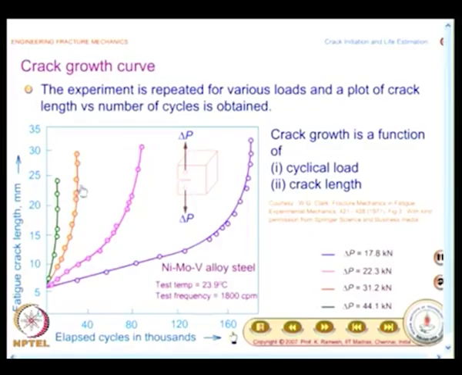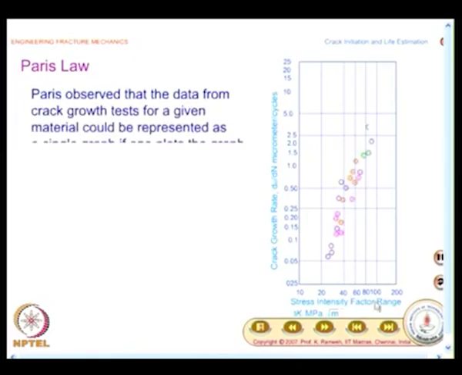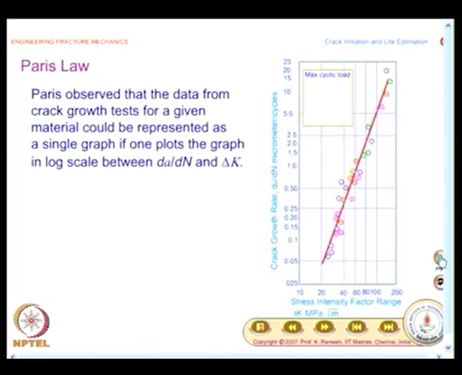Then people thought that instead of plotting force versus displacement, if you plot stress versus strain, all of this data is bundled in a single curve. Something similar also happened in fracture mechanics, and this credit goes to Paris. Just observe the graph. What you find here is a straight line; it is actually a log plot, and you find data points of all colors lie very close to this line.